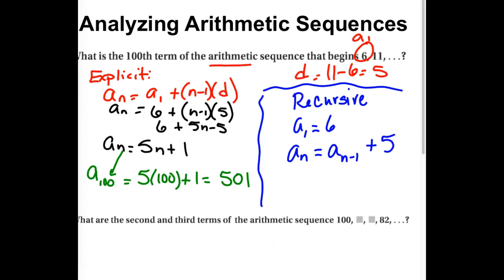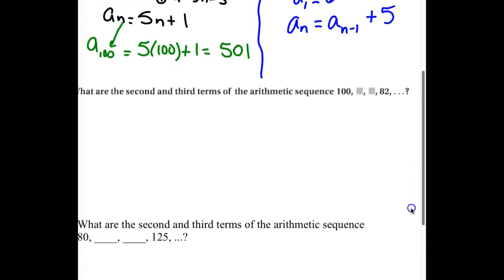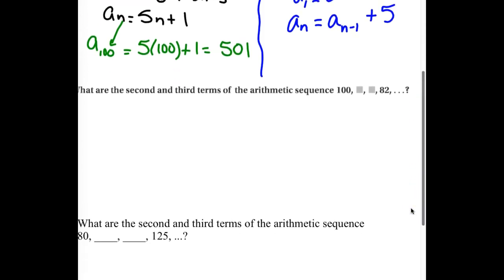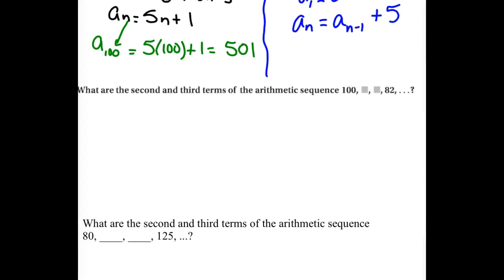All right. What are the second and third terms of the arithmetic sequence? 100, and then we have 2 unknown terms, and then an 82. So I know the first term, I'm missing the second and the third, and I know the fourth. Okay?